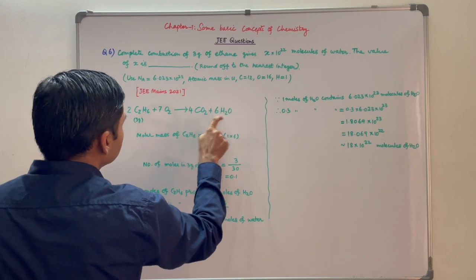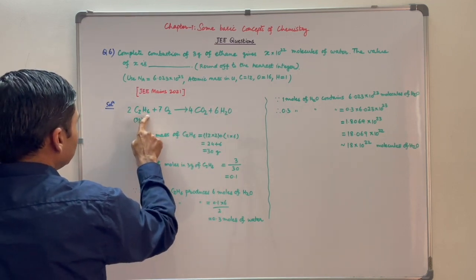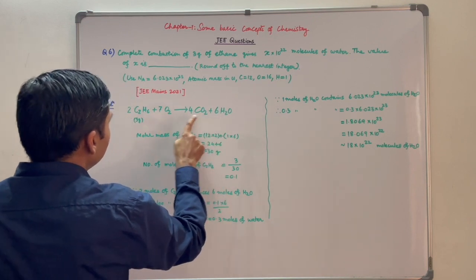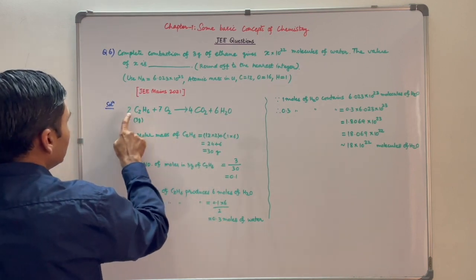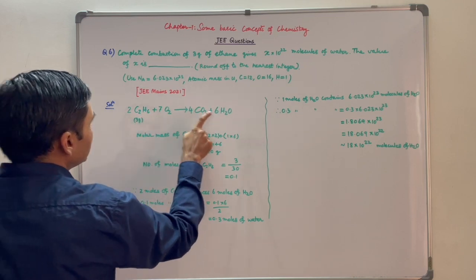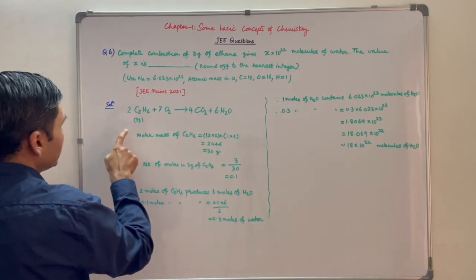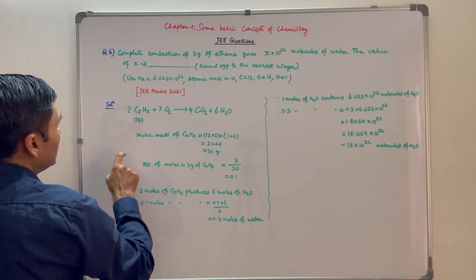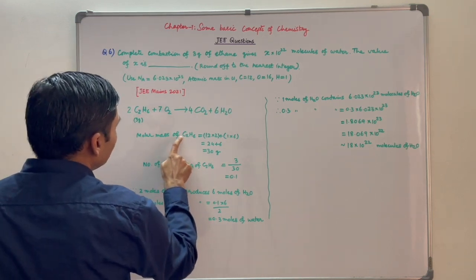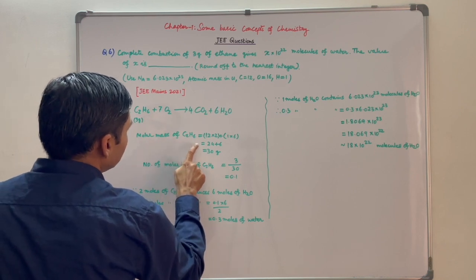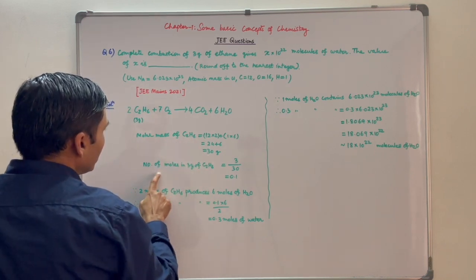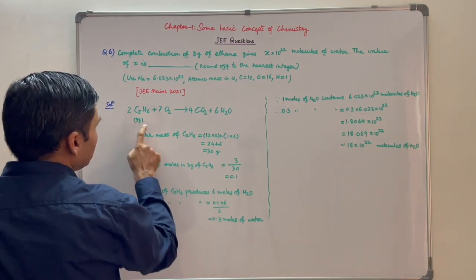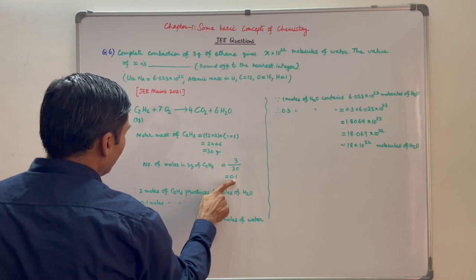Balanced chemical equation is this: 2C2H6, that is ethane, plus 7O2 makes 4CO2 plus 6H2O. It is clear from this equation that 2 moles of C2H6 produce 6 moles of water. So first let us figure out how many moles of C2H6 are there in 3 gram. Molar mass of C2H6 is 12 into 2 plus 1 into 6, that is 30 gram. So number of moles in 3 gram of C2H6 will be 3 upon 30. So that will be 0.1 moles.